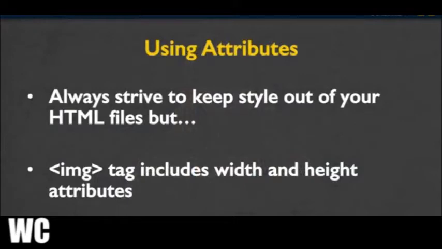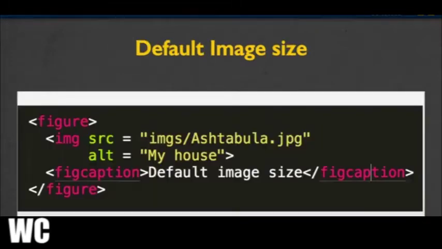Now, one of the things I talk about and everyone talks about is the importance of keeping style and content separate. And I really try to encourage people to not put any type of style attributes into their code. However, the image tag tends to be an exception because it includes both a width and height attribute. So let's go ahead and walk through, and I'll show you a picture of the site when we're done.